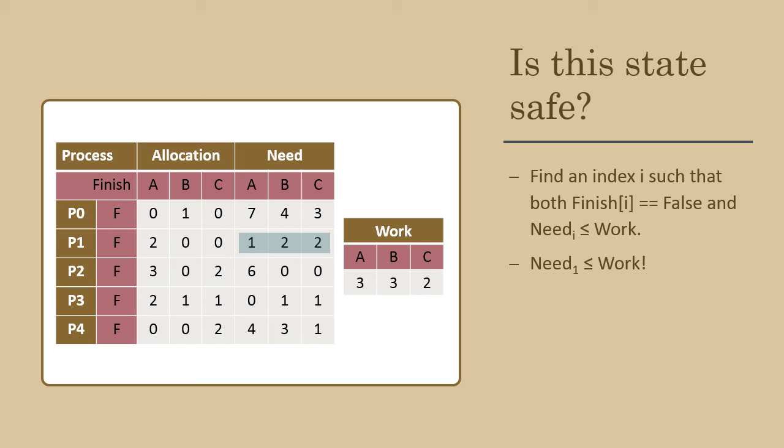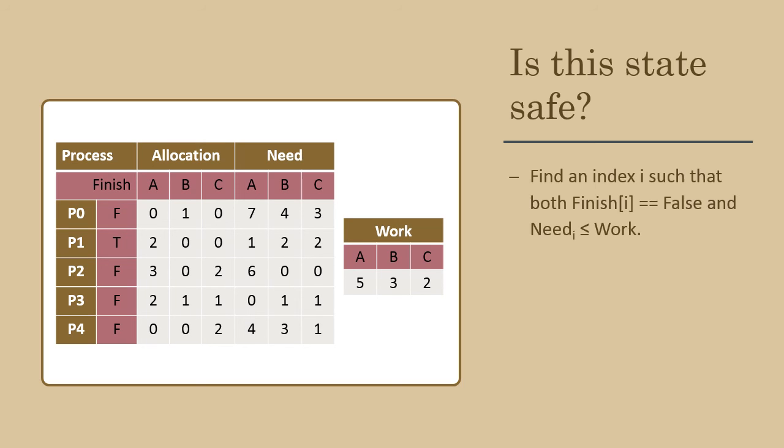Need 1 is less than or equal to Work. Work is Work plus Allocation 1. Work is 332, Allocation 1 is 200. So Work becomes 532. Finish 1 is true.